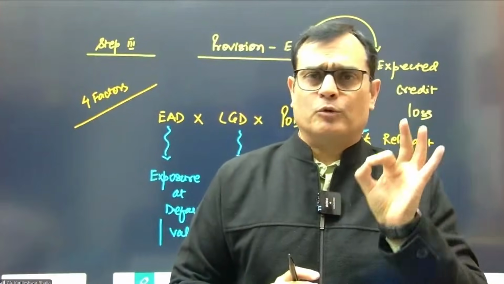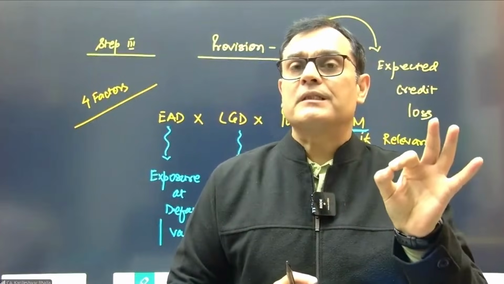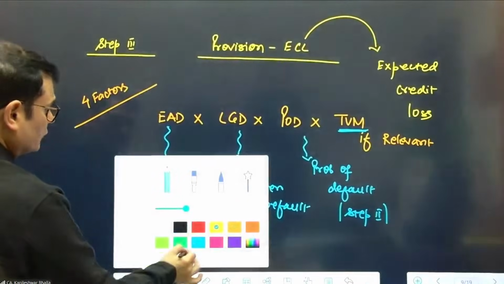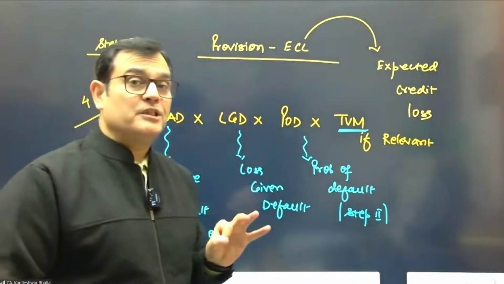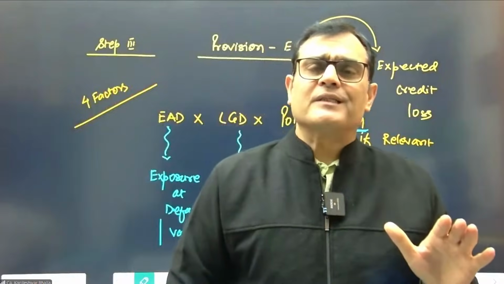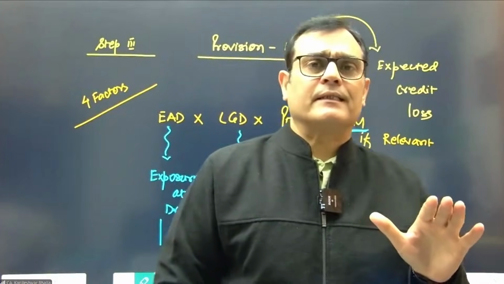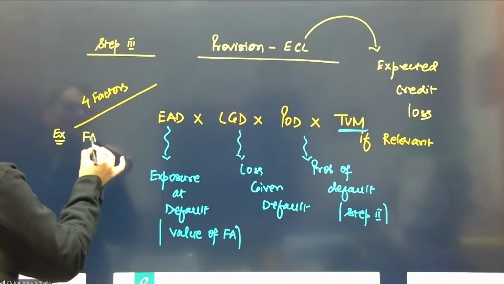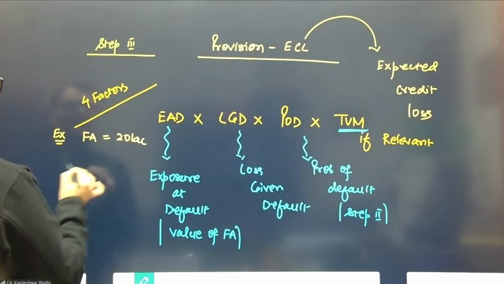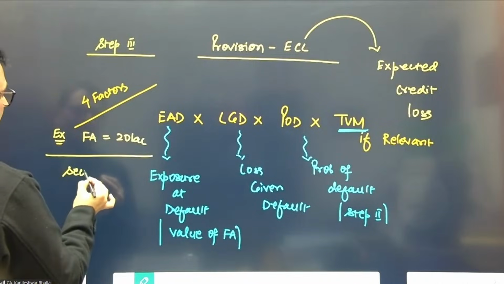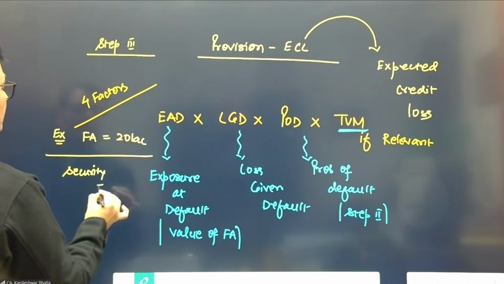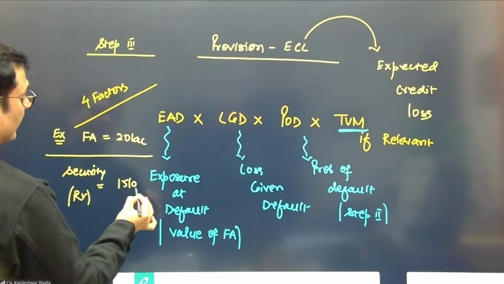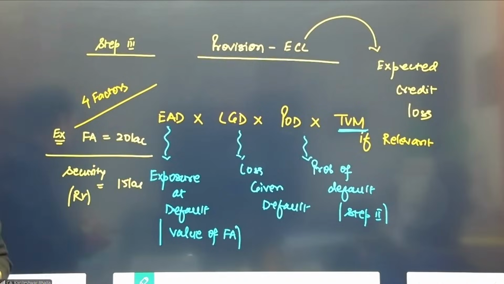Then I'll take you to a larger question, understanding how this 3-step model is going to be applied. Let's take a very simple example first to illustrate the inputs and how these parameters would apply. Let's say I have a financial asset worth 20 lakhs, and there is a security available, and the realizable value of this security is 15 lakhs.